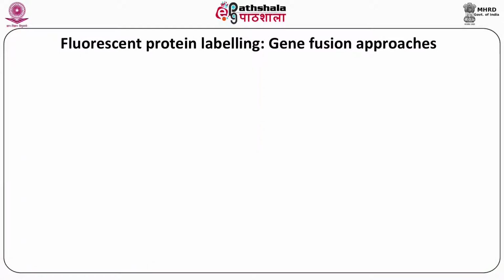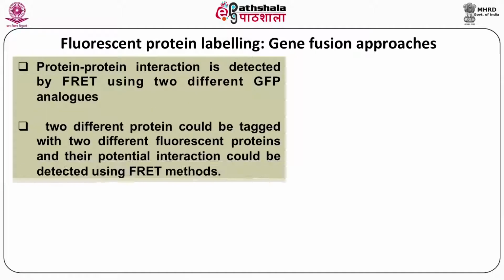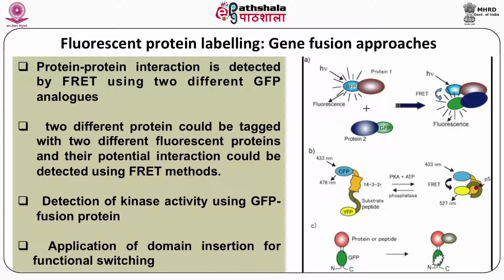Here we talk about fluorescent protein labeling, especially the gene fusion approach. You can see here in the figure that protein-protein interaction can be detected by FRET using two different green fluorescent analogs. The two different proteins could be tagged with different fluorescent proteins, and their potential interaction could be detected by using the FRET method. The detection of kinase activity using green fluorescent fusion protein has a wide application in the domain of insertion for functional switching.